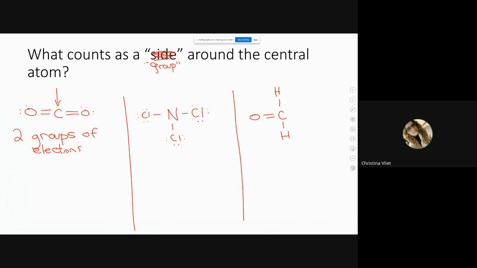So what I'm trying to get at here is that single bonds, double bonds, and triple bonds all each count as one group. So we're going to write that down. So the first thing you've got to know is that single bonds, double bonds, and triple bonds count as one group each.